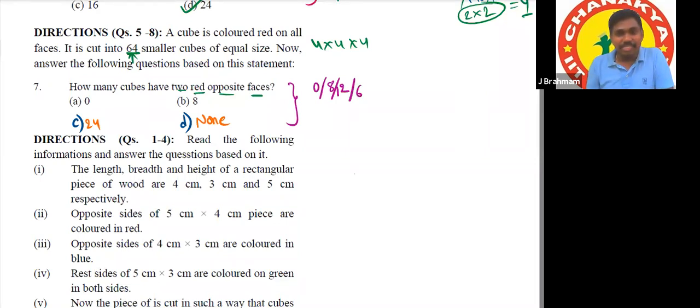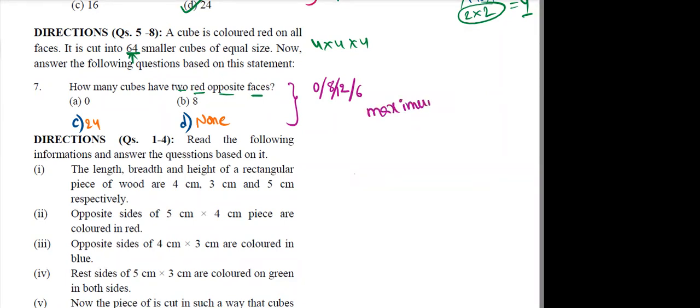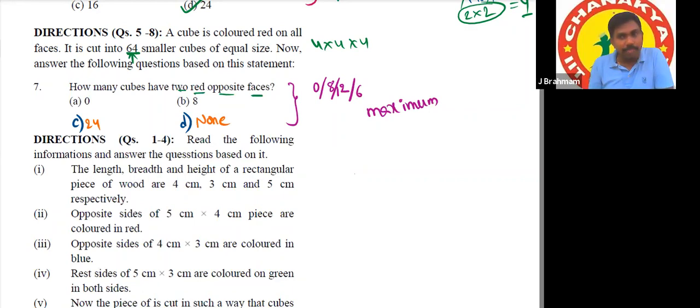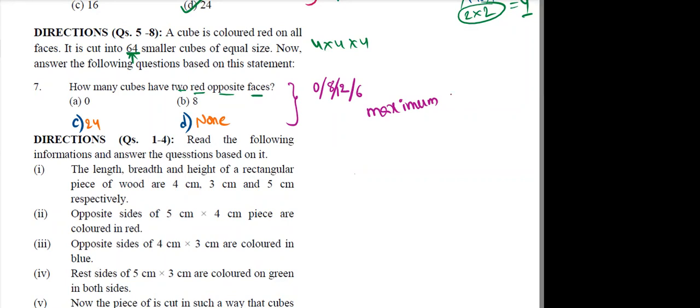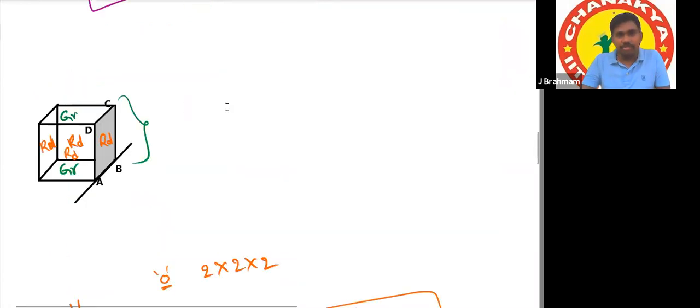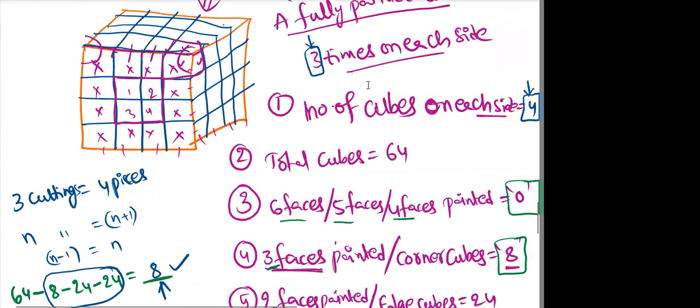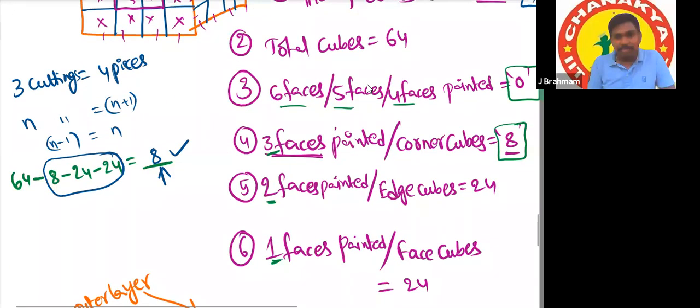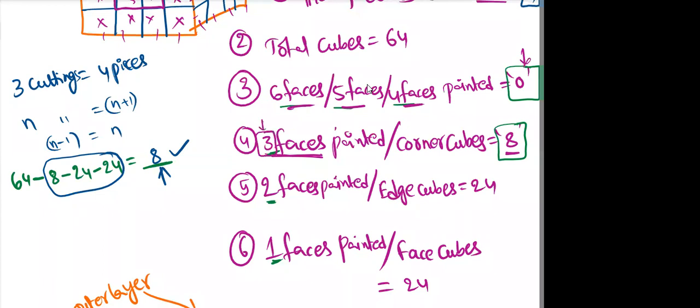In smaller cubes, maximum how many faces are painted? 6, sir. No. 6 faces painted are 0, already we mentioned. See here, 6 faces painted, 5 faces painted, 4 faces painted are 0. Maximum we can paint how many faces? So 3 and 3, 2, 1. We can paint only 3 faces. Okay, sir, now I understand.